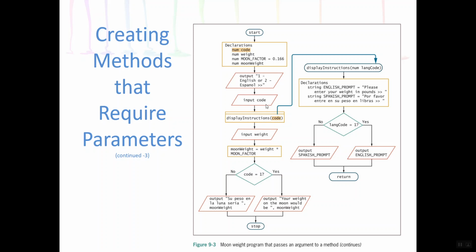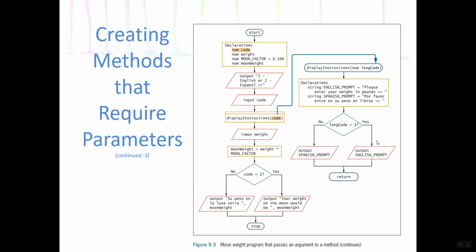We just read the information from the user. They typed 1 or 2. We stored it in code. So therefore, code is what we're going to pass to this lang code parameter. It's important to realize it's actually the value that's being passed. So for example, if the user typed 1 for English, 1 is what's going to be passed into lang code. And for the remainder of display instructions, we will not refer to that value as code, because code is not defined in display instructions, it's defined in main, but we will refer to it as lang code.